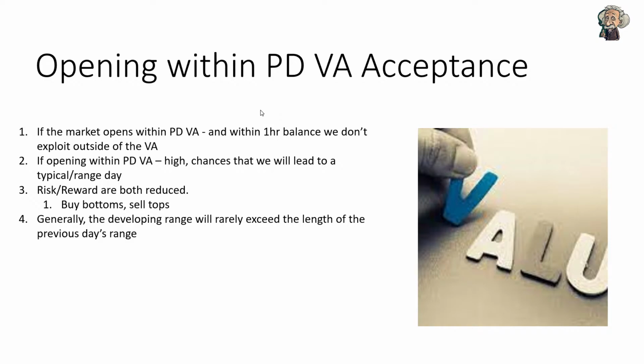Prior day value acceptance. If the market opens within the previous day value, right, and let's say the 1 hour balance we don't exploit outside of the value area, well, high chances that we'll most likely have a range day. And how would you guys play this? If you're accepting the value, we dip slightly below the value, what would you do?